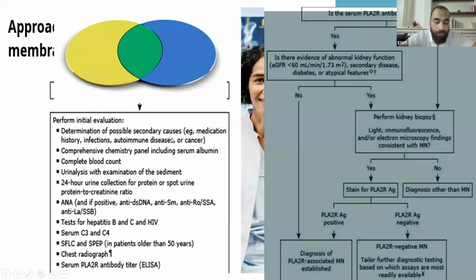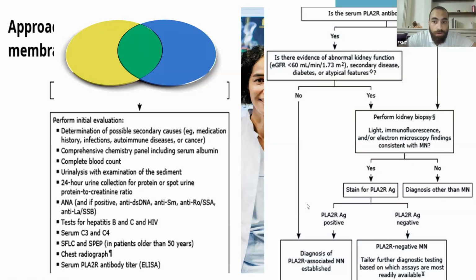And if we now have antiphospholipase antibody positive, you can forgo a kidney biopsy if the patient has a normal GFR and you have no obvious secondary causes or diabetes or atypical presentation. But again, if you still have abnormal GFR, or if you have suspicion regarding the diagnosis, you can do a kidney biopsy.